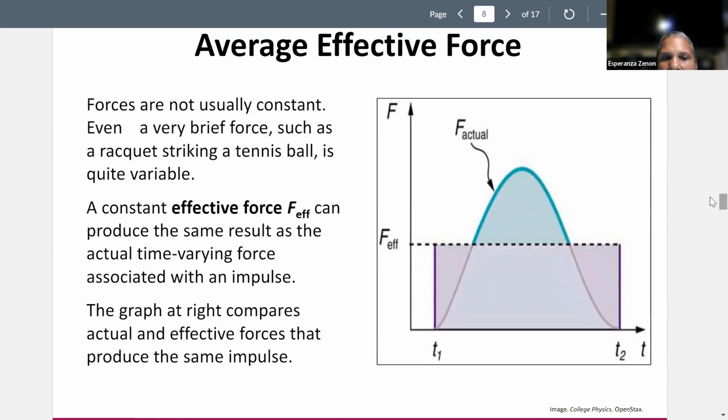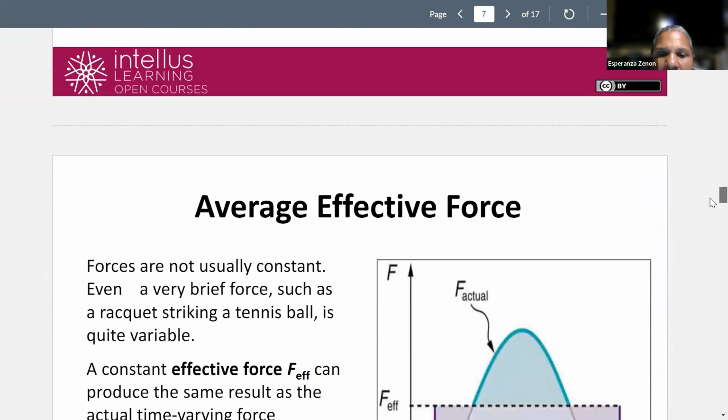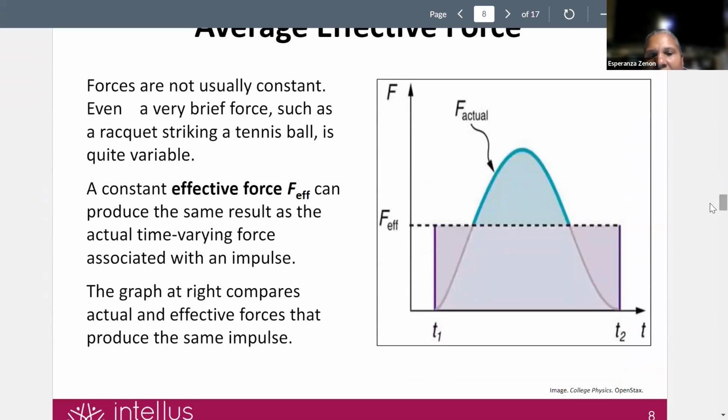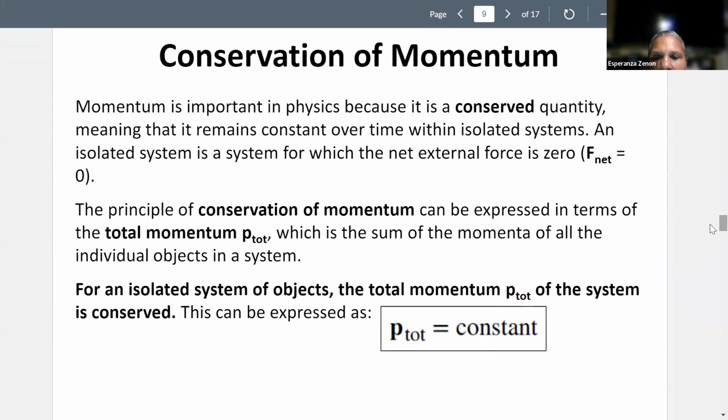This talks about the idea of the average effective force. We don't really need to get into that. What it's really trying to give you an idea of is that typically when we look at this impulse equation, we're looking at F net as the effective force. But for our problem solving, the force times the time interval, the force times delta T, is what produces an impulse. So you don't have to worry about that too much, okay?